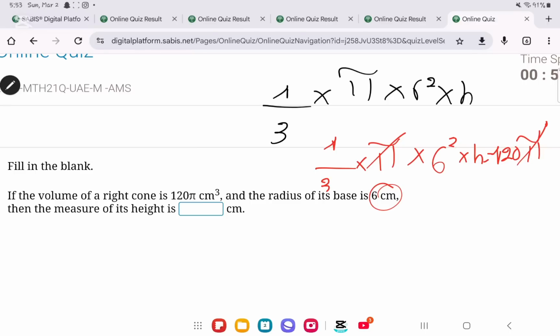And you are left with 1 over 3 times 6 squared times h is equal to 120. Then after solving it, that means 120 over 1 over 3 times 6 squared, you're going to get an answer of 10. So h is equal to 10.